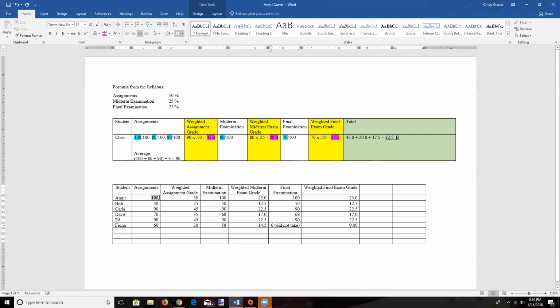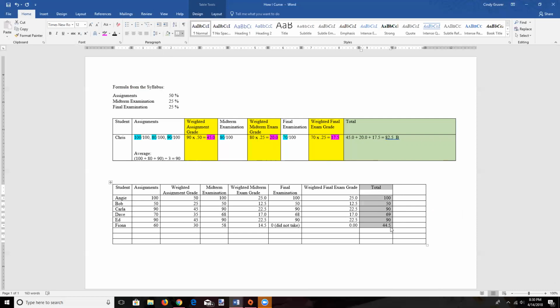Okay, so we're going to take this 100 here and multiply it, just like we did with Chris, by 0.5. And of course, 100 times 0.5 is 50. So we did the same calculations for each one of these individuals that we did for Chris. And here are the average grades that we have for our students. Angie averaged out 100, Bob 50, Carla a 90, Dave a 69, Ed a 90, and Fiona a 44.5.